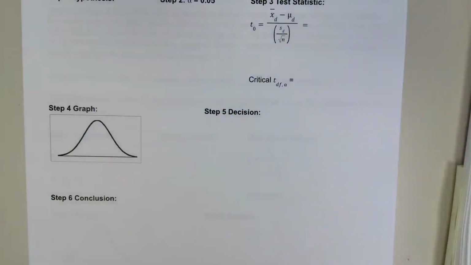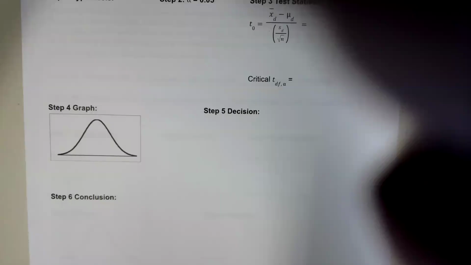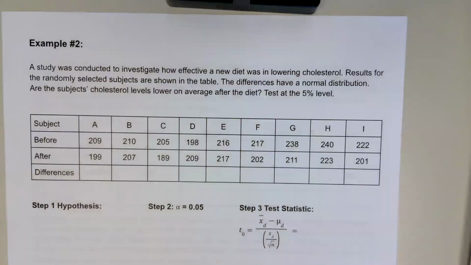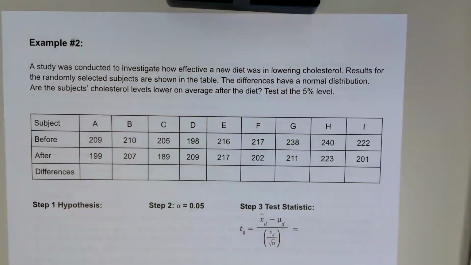The next example we're going to work together is example 2. A study was conducted to investigate how effective a new diet was in lowering cholesterol. Results for the randomly selected subjects are shown in the table. The differences have a normal distribution. Are the subjects' cholesterol levels lower on average after the diet? Test at the 5% level.